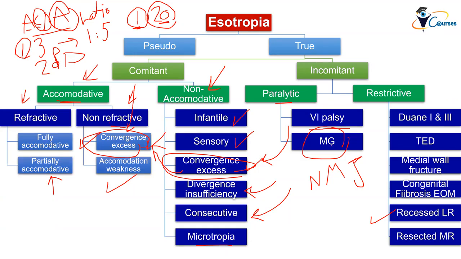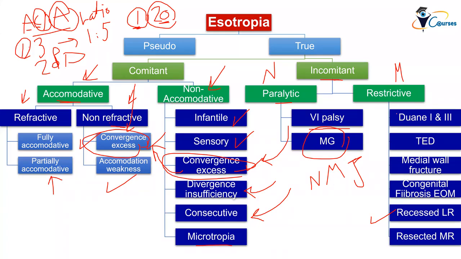And by the way, myasthenia gravis can be put in the differential diagnosis of any squint. As we said in the last lecture, myasthenia gravis can mimic any cranial nerve palsy and can cause exotropia. So put it in any differential diagnosis of paralytic or incomitant strabismus. Incomitant means that there is a problem in the nerve or a problem in the muscle. For the nerve, it can be sixth nerve palsy or myasthenia gravis.